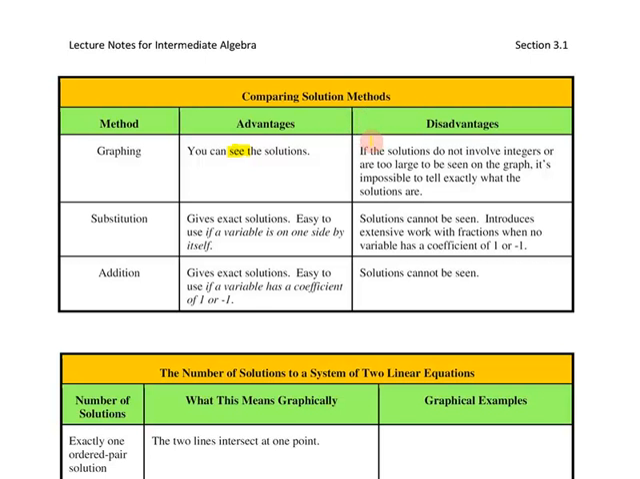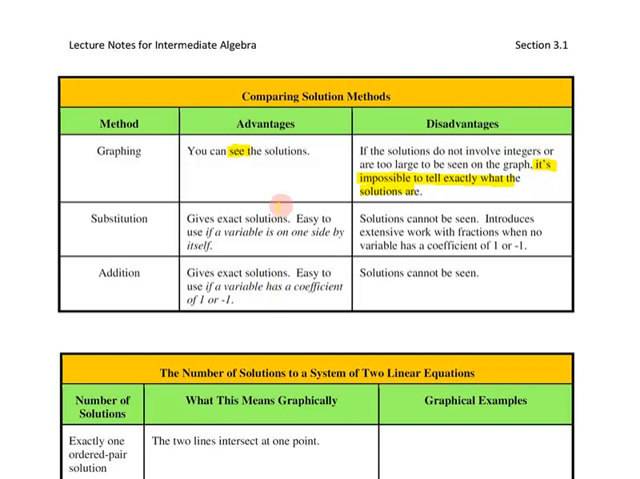Now the problem with graphing is that it's impossible to tell exactly where the solutions are. If the solutions aren't integers, if they're fractions, it's going to be very difficult. Say, for example, on that last problem that we did, we got y equals negative 8/15. How hard is it going to be to figure out that that's where the two lines intersect? It's going to be virtually impossible. So, unless they're integer solutions, graphing is almost never the best technique, unless you just need to see what it looks like. But you're not going to find exact solutions using graphing.